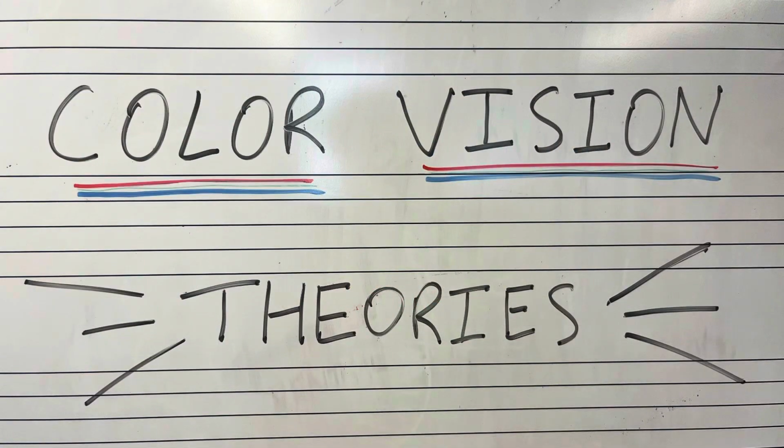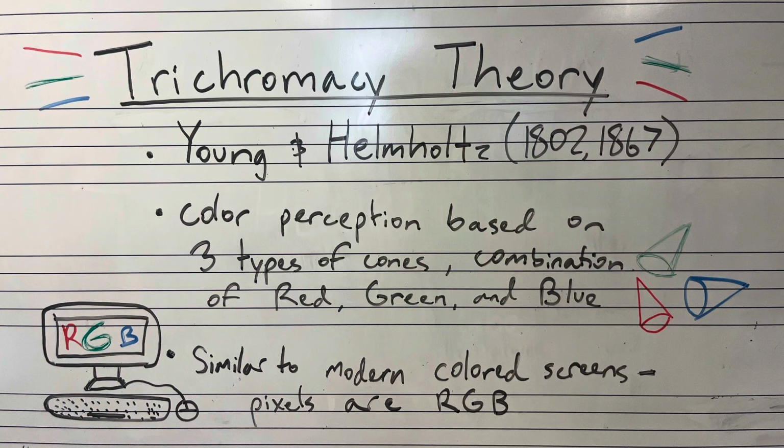Finally, there are 2 main theories that explain our ability to see color. The first is the trichromacy theory proposed by Young and Helmholtz. It says that color perception is based on the 3 types of cones, red, green, and blue, and combinations of these colors. It's similar to modern-day display screens, which use RGB LEDs.